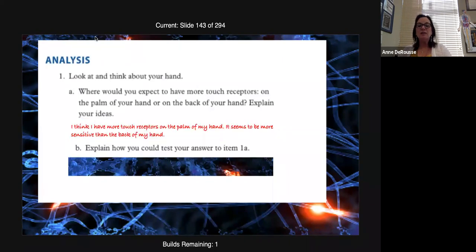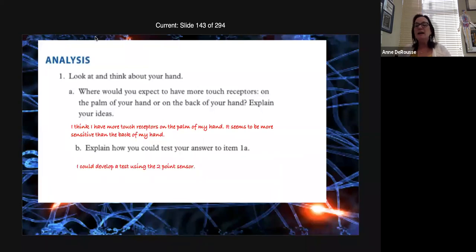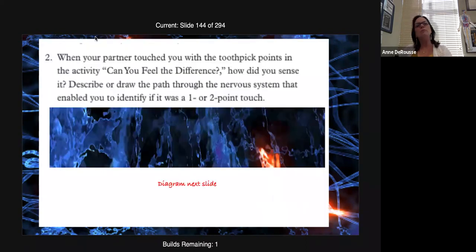I answered this, the palm of my hand, because it seemed to be more sensitive, and I could use a 2-point sensor to determine this. I could test it. All right.